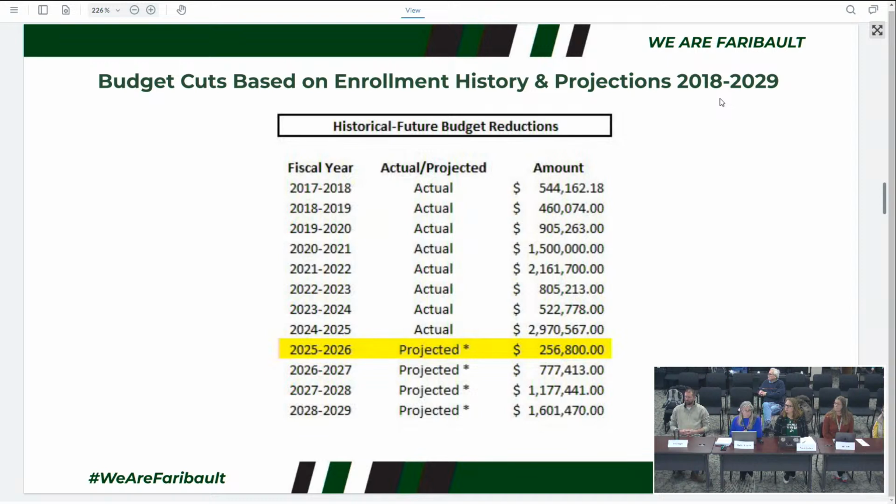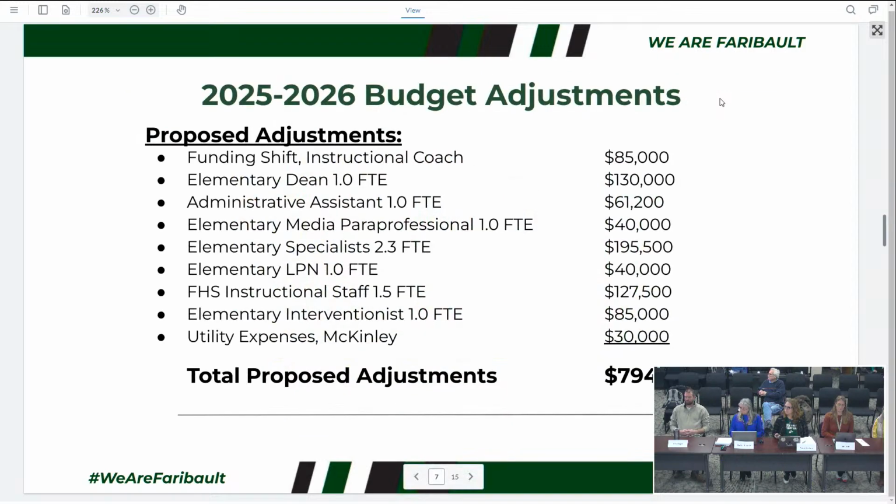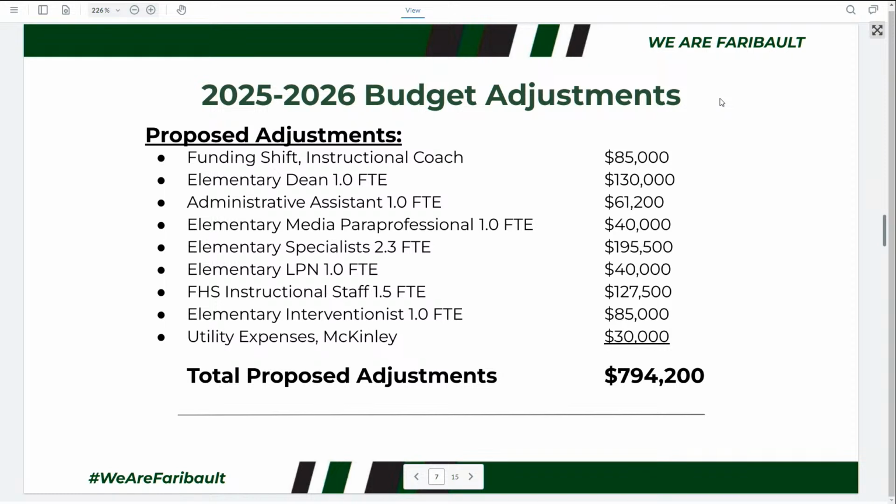Please keep in mind, we're working with data that we have today. So we are shining up our crystal ball and hoping that our predictions are spot on. But that is the picture that we're looking at right now. Okay, so this next slide gives you a general overview on what our list includes. So you'll see on there the positions listed out and the expenses listed out for a total of $794,200.